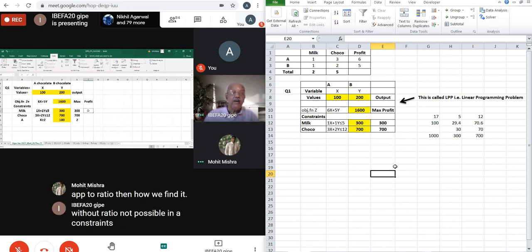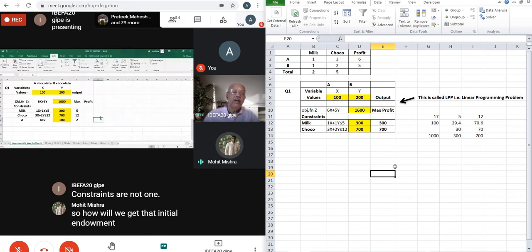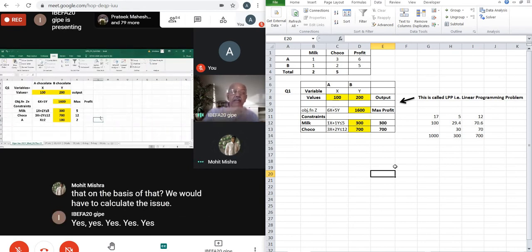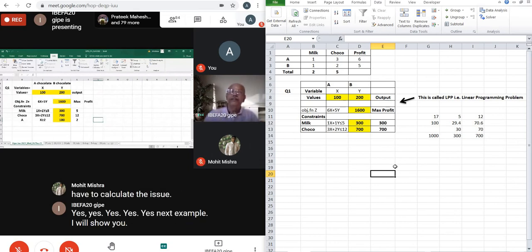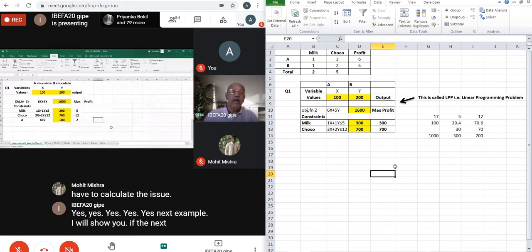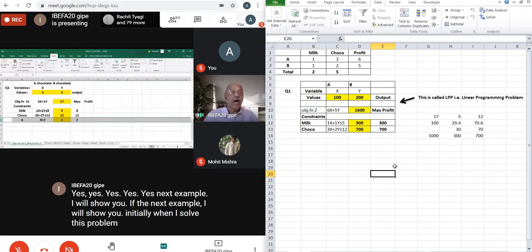Constraints are not one. So how will we get that initial endowment? On the basis of that, we will have to calculate the ratio. Next example I will show you. Initially, when I solved this problem, I got no milk and chocolate left. Correct?